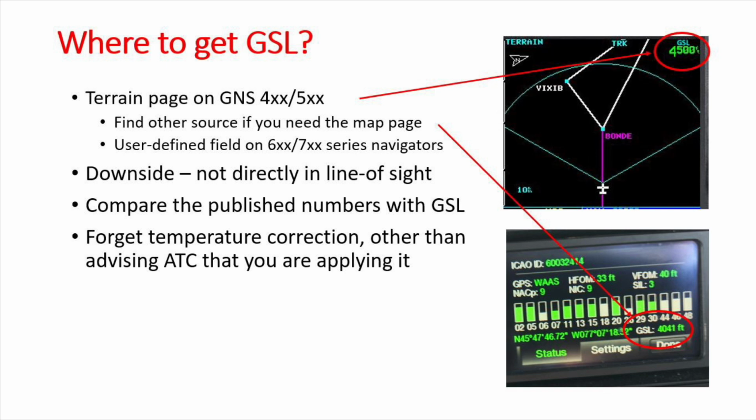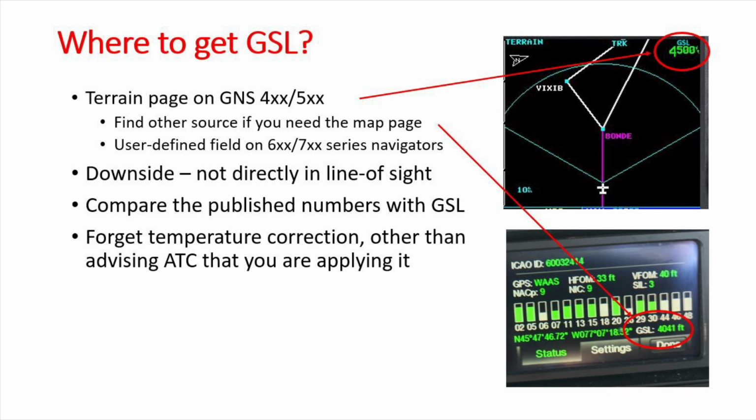That doesn't work on all panels. The Garmin G5 and G500 TXI, for example, don't have quite the same capability, so you won't want to give up the map display. You may have to look for another source. You can always set GPS number 2 to the terrain page, but not everybody has a second GPS. Maybe you have an ADS-B transponder that can display GSL, or a portable GPS that includes a WAAS receiver. On the 600-700 series navigators, you can make it a user-defined data field, so you just stay on the map page.